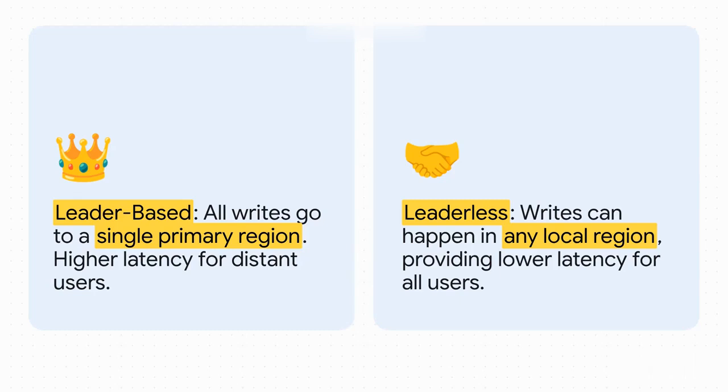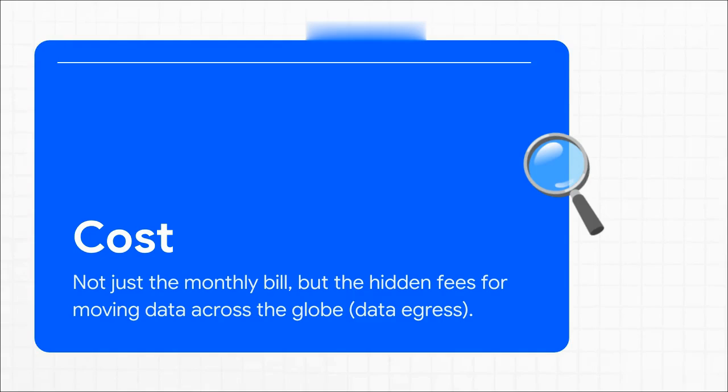And your choices here have a huge impact. With a leader-based design, every single data write has to travel to one primary location. So if your primary is in the US and your user is in Australia, that data is taking a long trip. But with a leaderless design, that user in Australia can write to a local database right there, which feels incredibly fast.